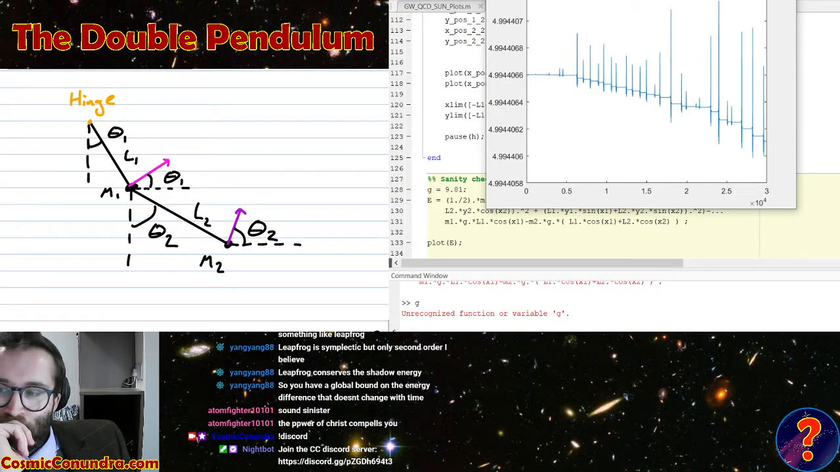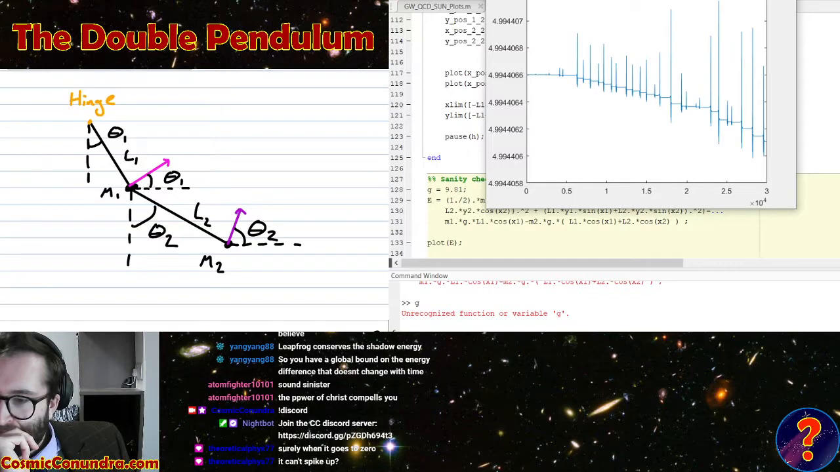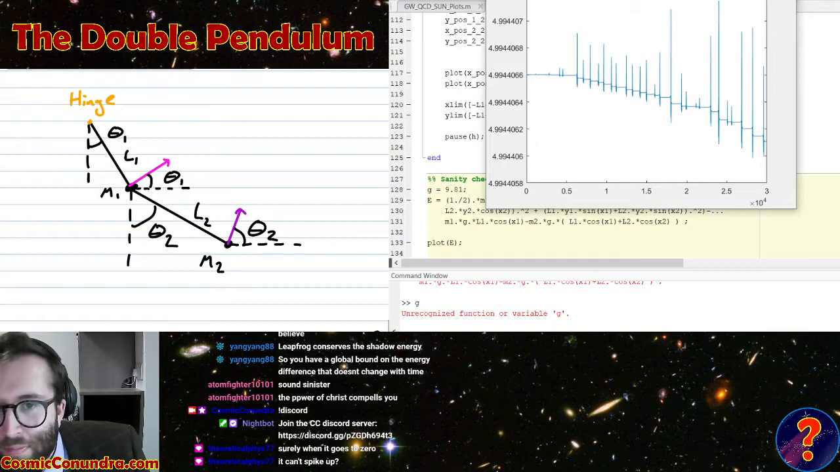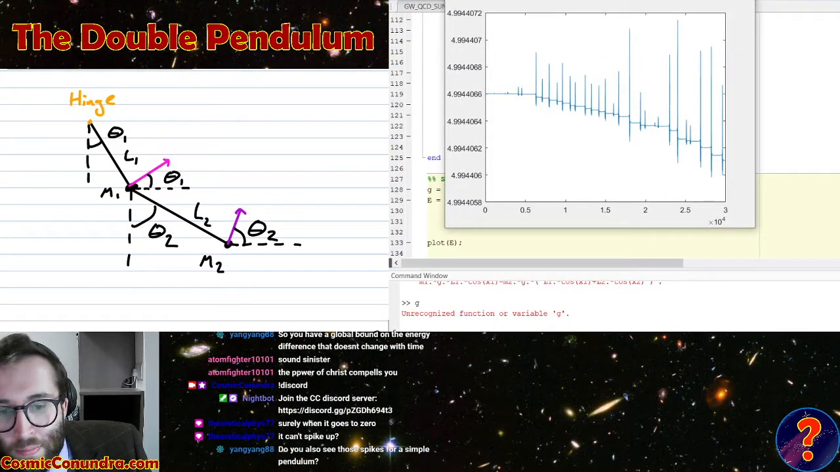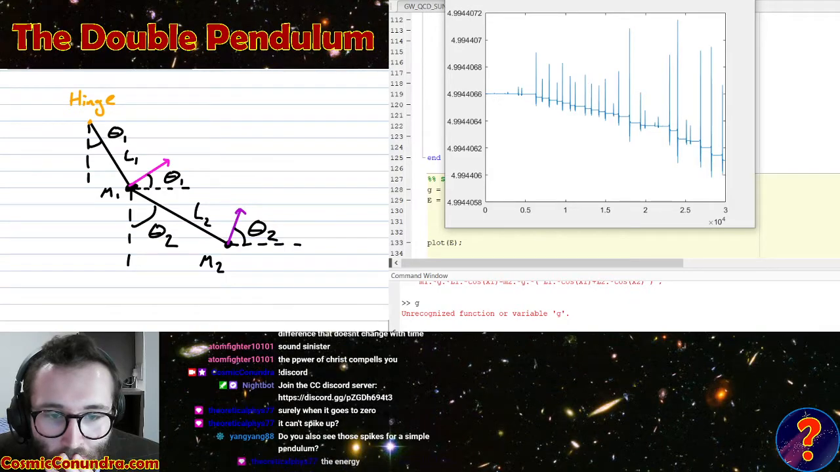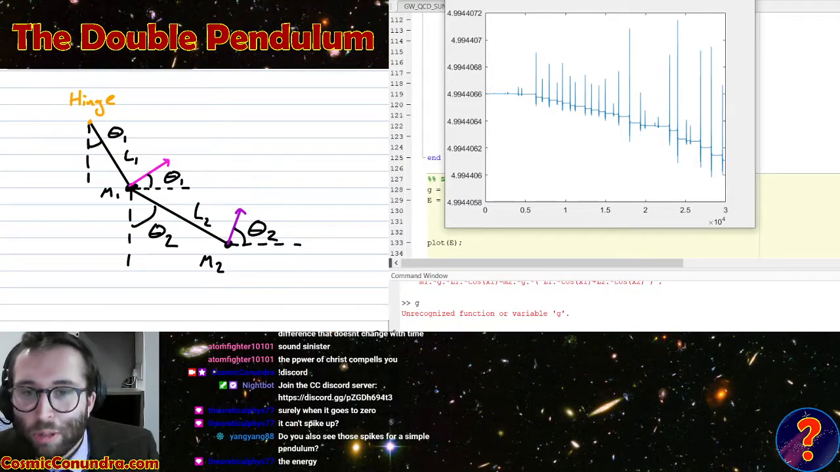Is there a way of understanding that, why the spikes would get larger for smaller time steps? Surely, when what goes to zero? When the time step goes to zero? Well, I mean... You can also see those spikes. Do you also see those spikes for a simple pendulum?